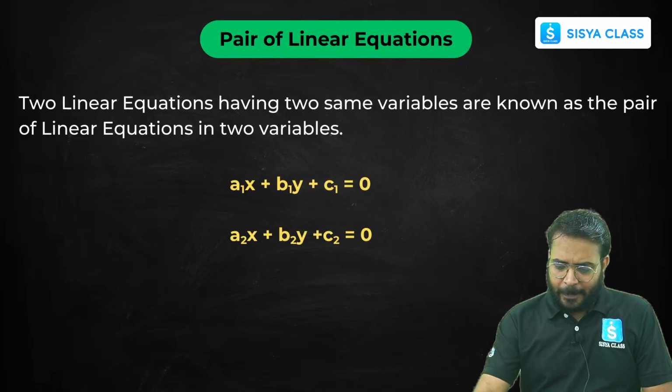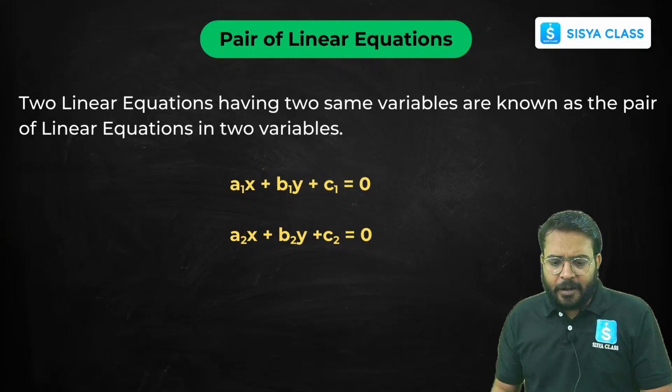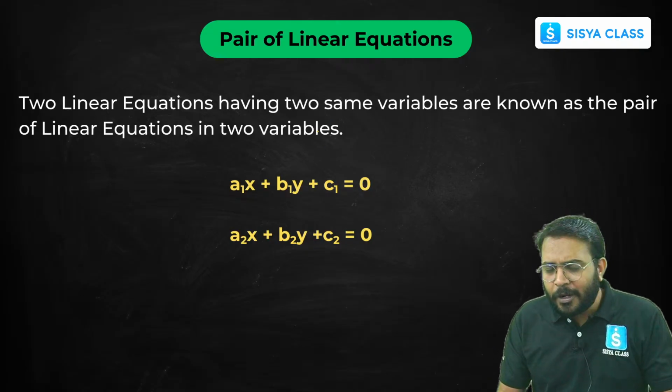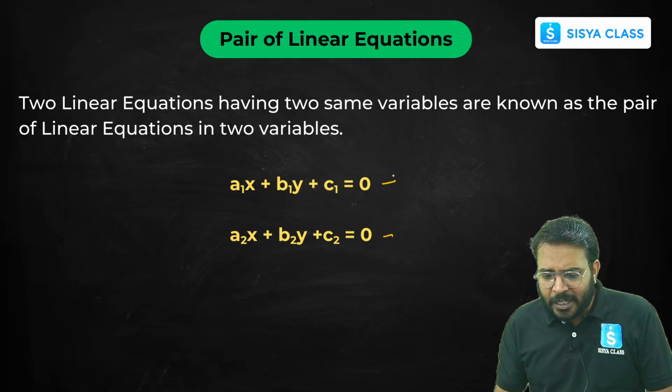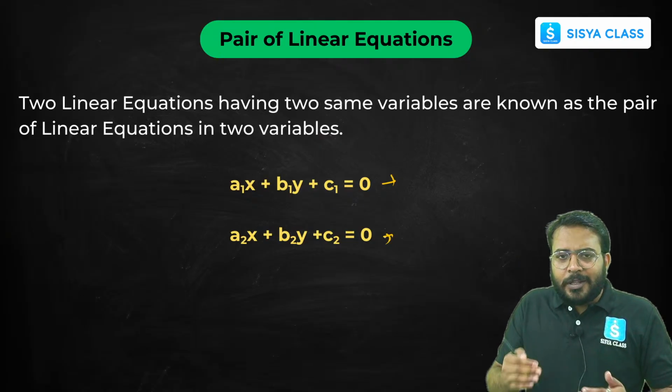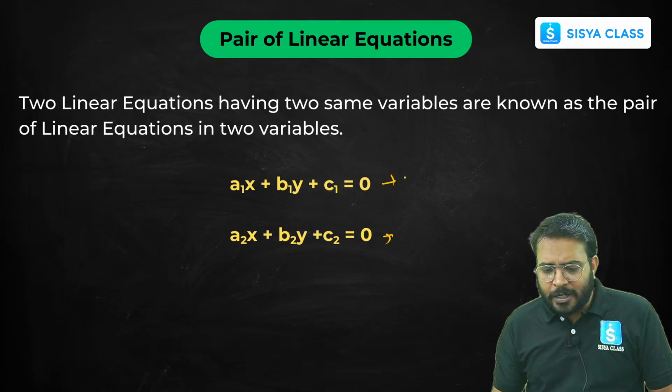Now, a pair of linear equations means two equations with the same variables. Suppose this is my first equation and this is my second equation. So these two are a pair of linear equations. My first equation is a linear equation, and my second equation is also a linear equation.